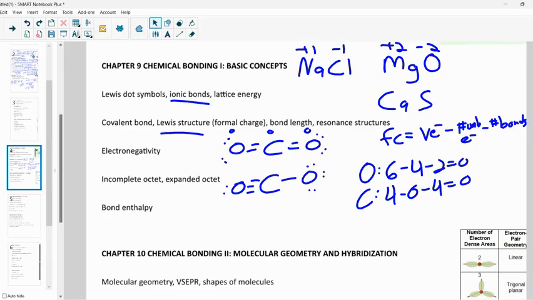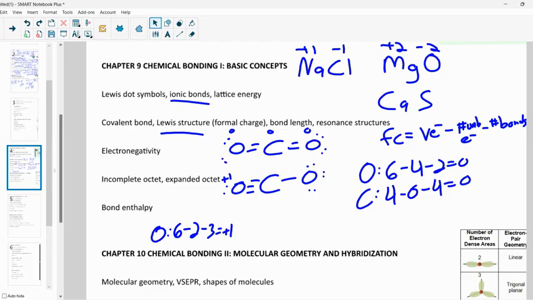All formal charges are 0. How does it change for the second one? Here, this oxygen: 6 valence electrons, minus 2 unpaired electrons, minus 3 bonds. I get a plus 1 there.